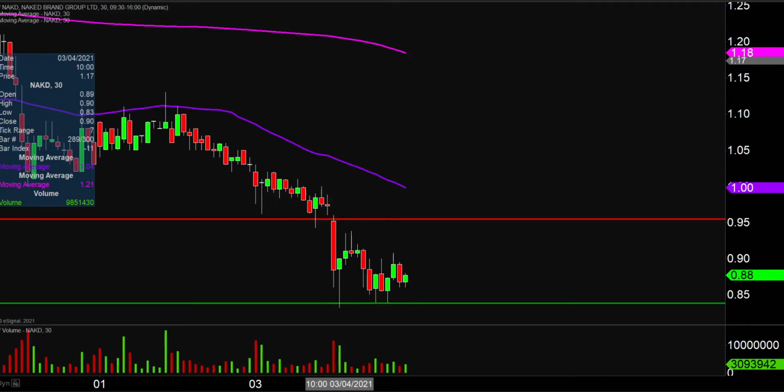But overall, those are going to be the two main levels. It's really as simple as that. 95 cents key level of resistance, 84 cents key level of support. So now let's see how this one ultimately closes out the week on Friday.